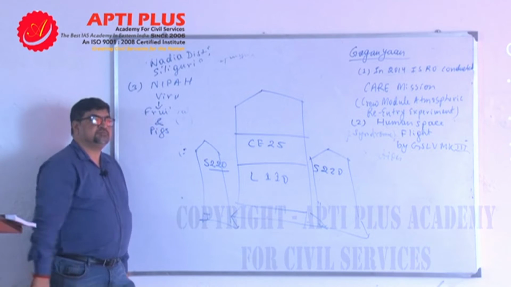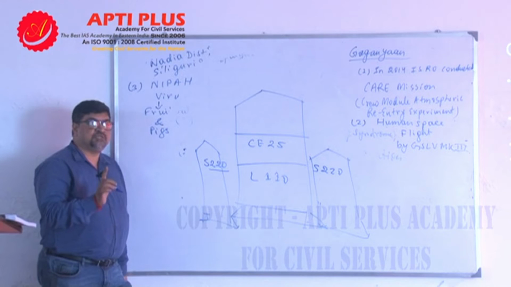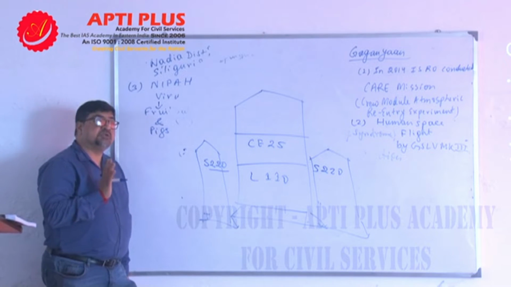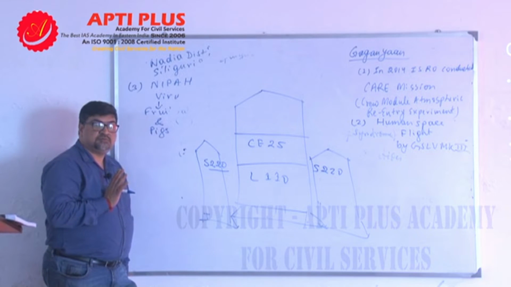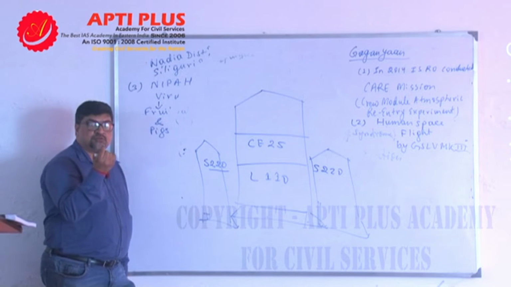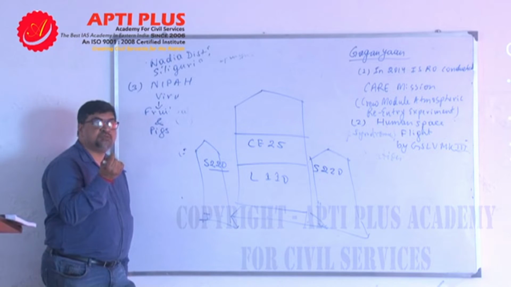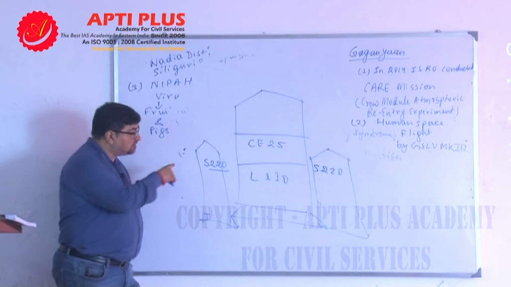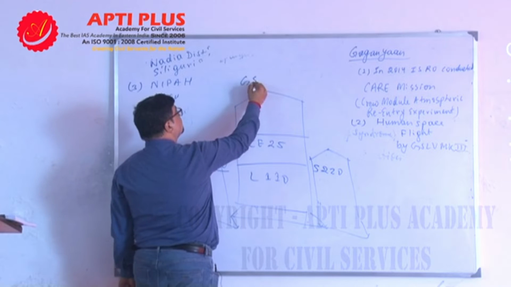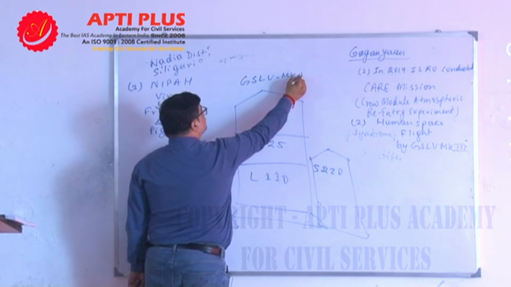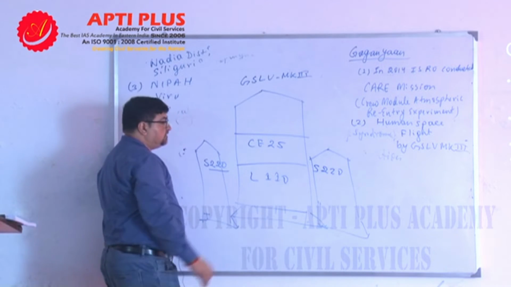This is a cryogenic engine. C stands for cryogenic engine, 25 tons. And what fuel does the cryogenic engine use? Liquid hydrogen, which burns with liquid oxygen. Cryo means extremely low temperature. So this is the design of GSLV Mk3. Mark 3 design is this one.